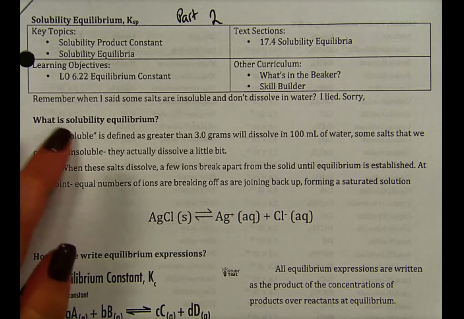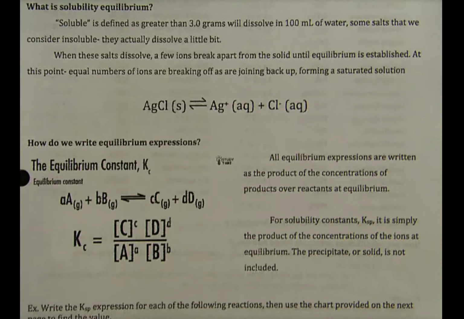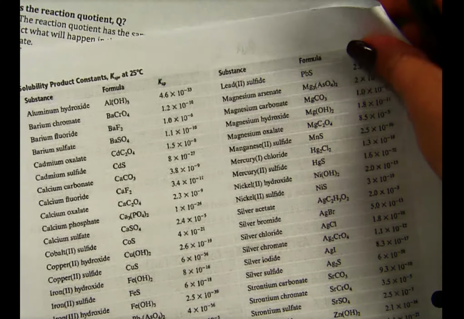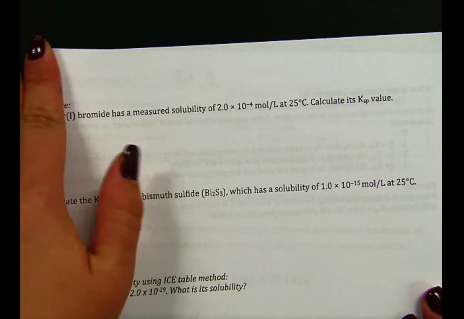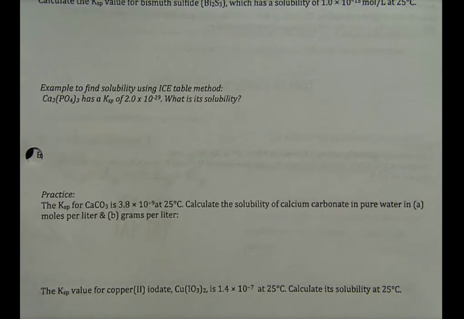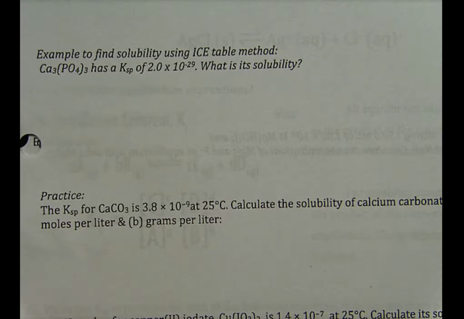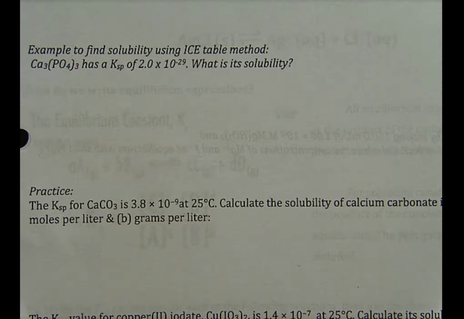In the previous video, we talked about what solubility equilibrium was, how we write equilibrium expressions, we practiced a little bit, and looked at the chart that you can find in any chemistry textbook, and we did some practice calculating some basic solubility equilibria given the concentrations. In this video, we're going to learn how to calculate the solubility given the Ksp value, which is a lot more common of a calculation that we'll do since these solubility values are mostly known to us.